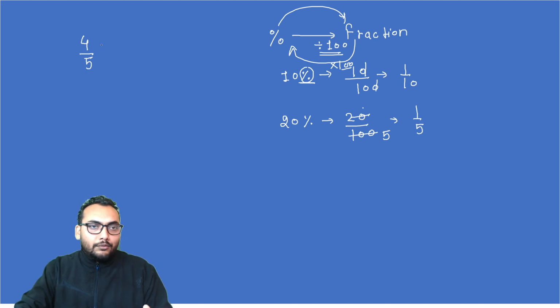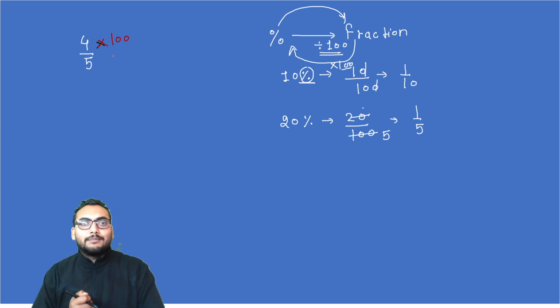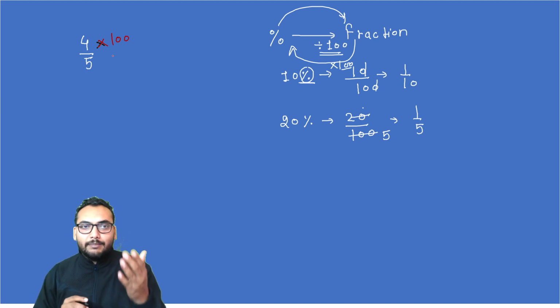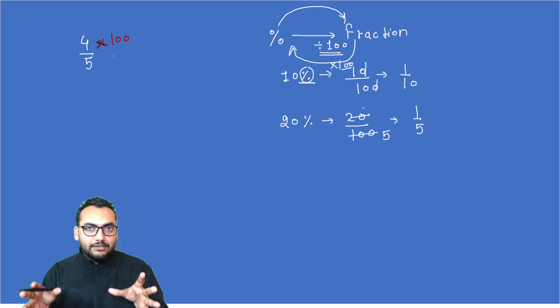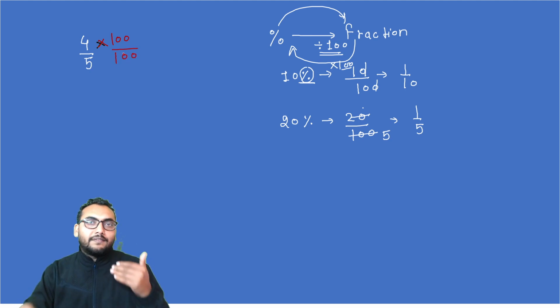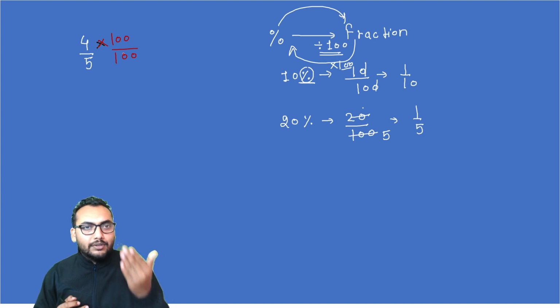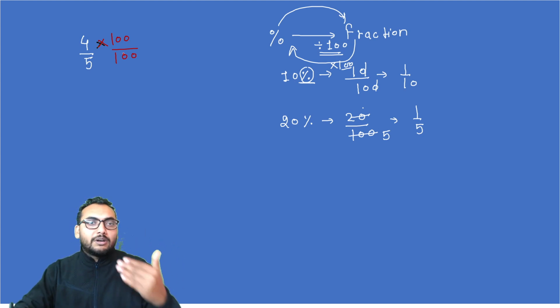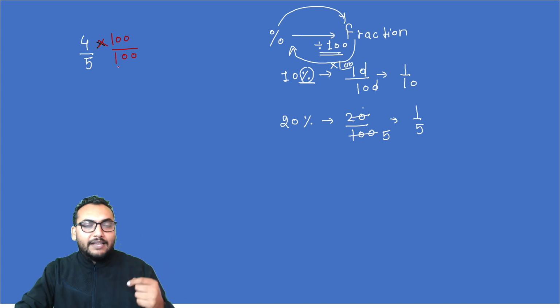So how can we do this? Let me tell you. You will just multiply it by 100. But you can't simply multiply anything into the numerator and denominator, because if you multiply 100 into 4 by 5, the number will be changed, the fraction will be changed. So we will multiply it by 100 and also divide it by 100. Or you can say, if you are multiplying the numerator with 100, you need to do the same thing to the denominator also. That means if you are multiplying 4 by 100, you have to multiply 5 by 100 also, so that the fraction will not be changed.